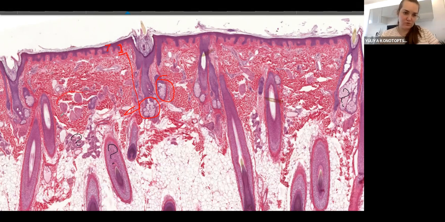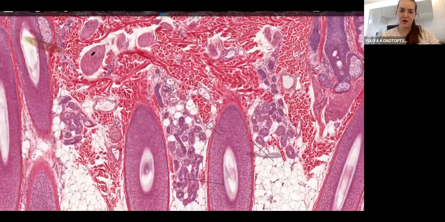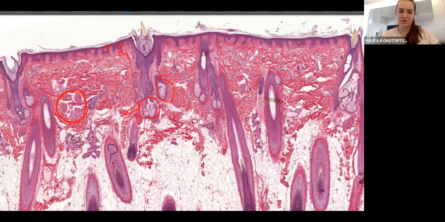Okay, what are those? Because they don't look like anything else. Those are the arrector pili muscles. Okay, so here they are, magnified. Those are the arrector pili muscles. They're typically right next to the hair, so they can raise it, right, in case something happens.